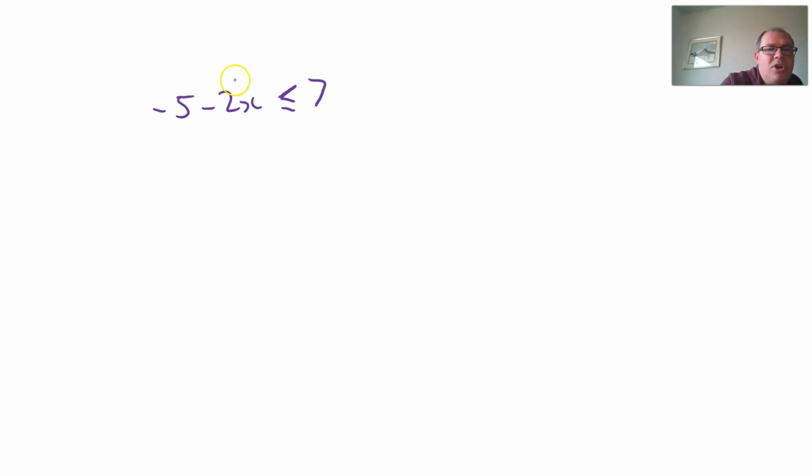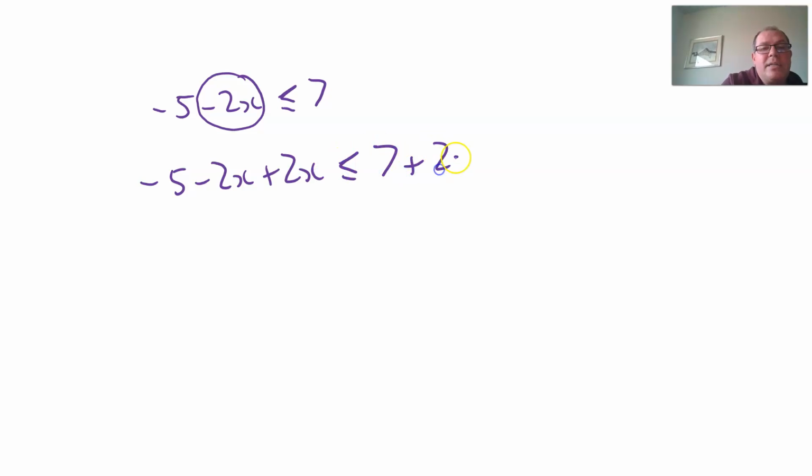This time, I'm going to make this a positive 2x by just adding 2x to both sides. I can't divide by minus 2 because that would flip the inequality, and I want to avoid that. So I'm going to add 2x to the left-hand side, and I'm going to add 2x to the right-hand side. You can see what's happened. I've created a nice positive 2x, which I don't need to worry about. The minus 2x add 2x just cancels, and I'm left with minus 5 is less than or equal to 7 plus 2x.